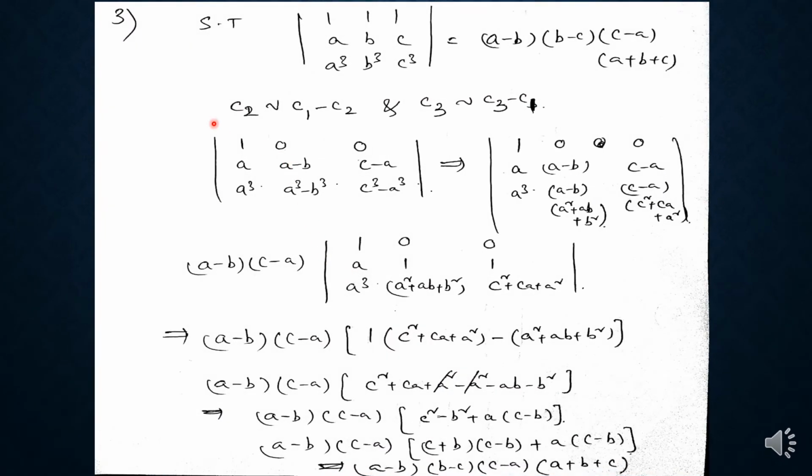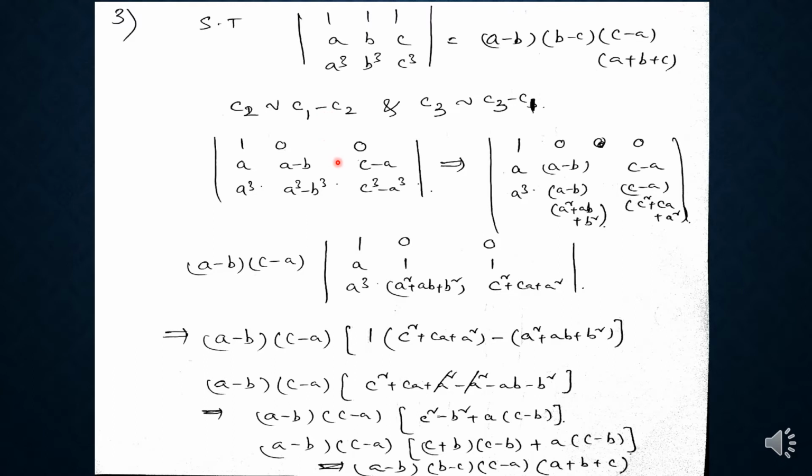Problem. Show that the determinant |1 1 1; a b c; a³ b³ c³| is equal to (a − b)(b − c)(c − a)(a + b + c). If we observe this, we have to prove that it equals (a − b)(b − c)(c − a)(a + b + c).